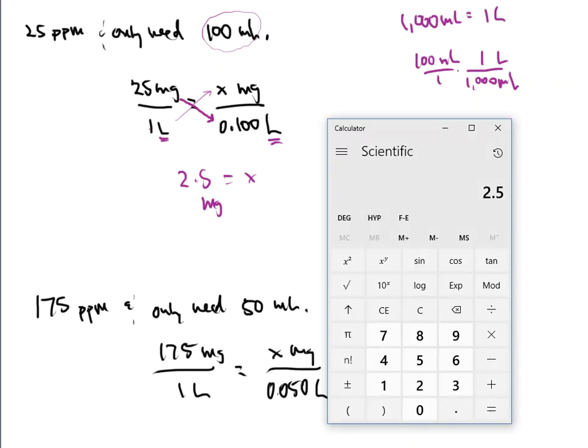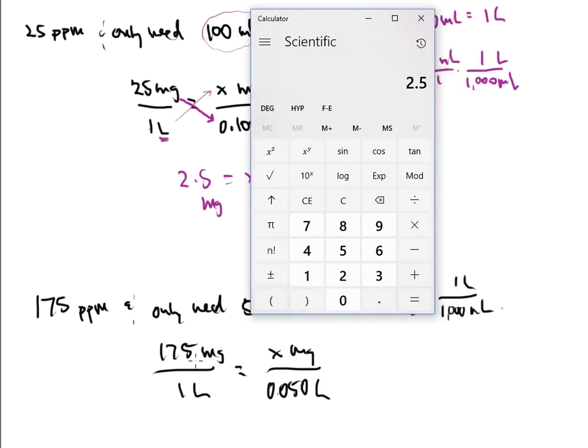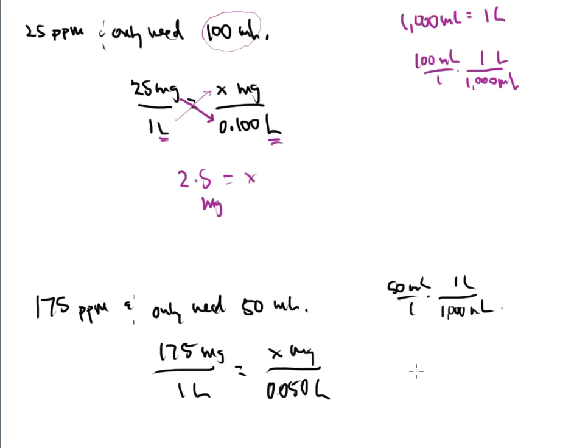And then I do it just like before. I'll cross multiply and divide, right? So I'll take 175 times 0.05. I hit enter. That gives me 8.75. All right. So 8.75 equals 1 times x is x. So I would need to take 8.75 milligrams of that stuff, and I would need to dissolve it in 50 mils of water, and that would give me 175 part per million solution.